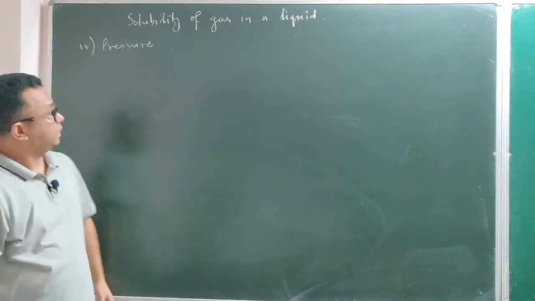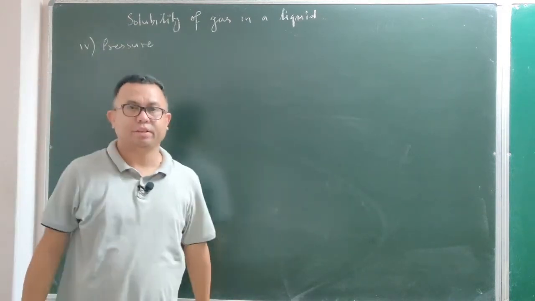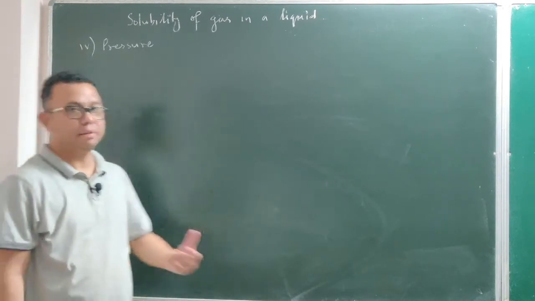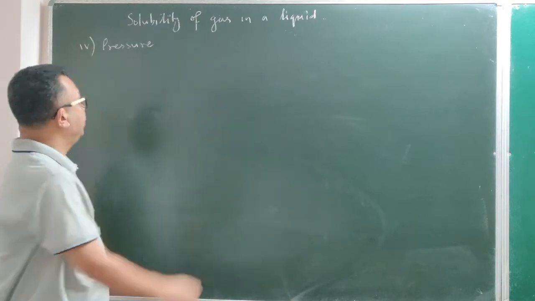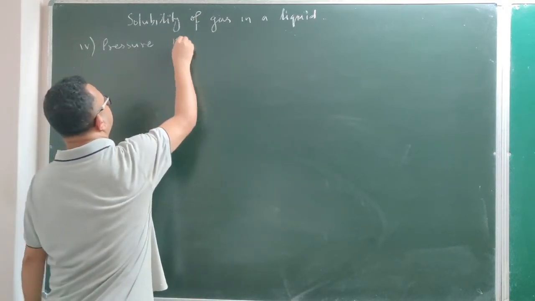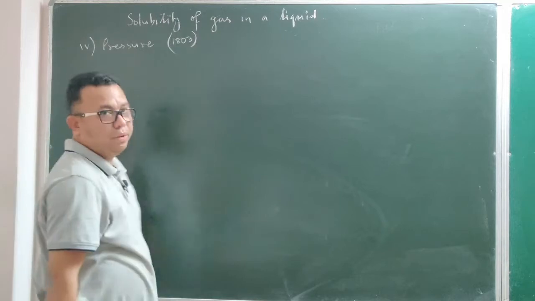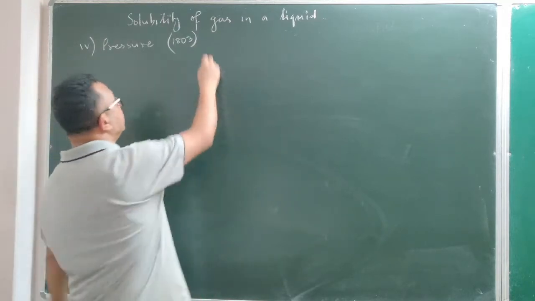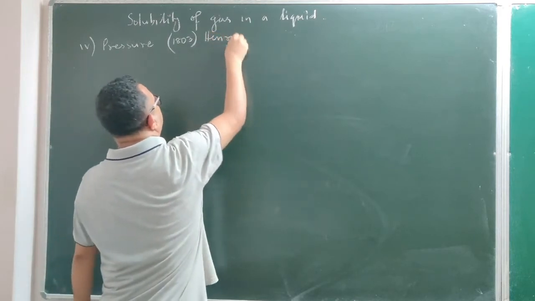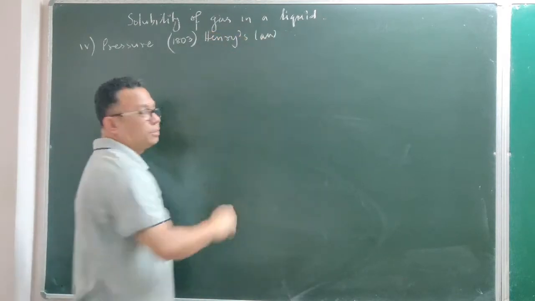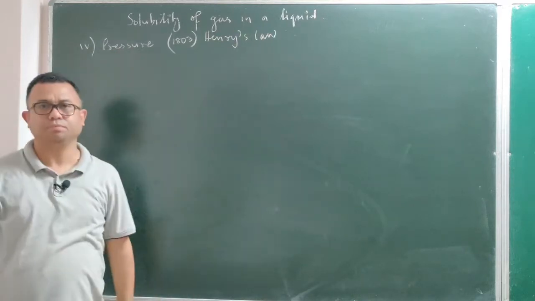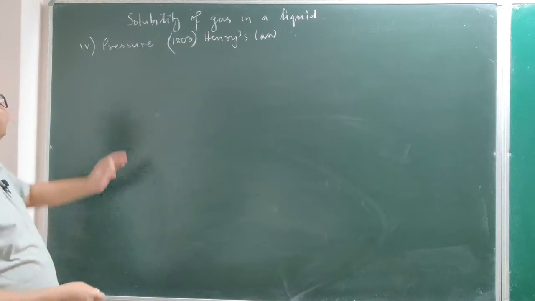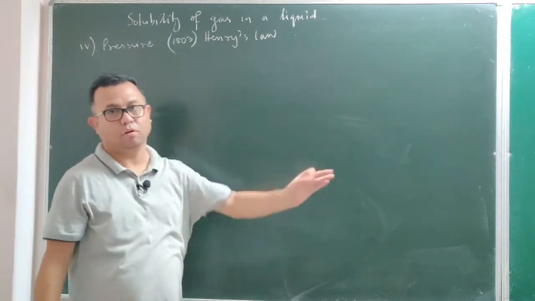Now the relationship between pressure and the solubility of a gas was very nicely given by a chemist named Henry in 1803. So this law came into being in 1803, and since it was coined by Henry, it's called Henry's law. We'll discuss what that Henry's law is. That will explain the fourth factor, which is pressure. Alright, let me now define what Henry's law is.